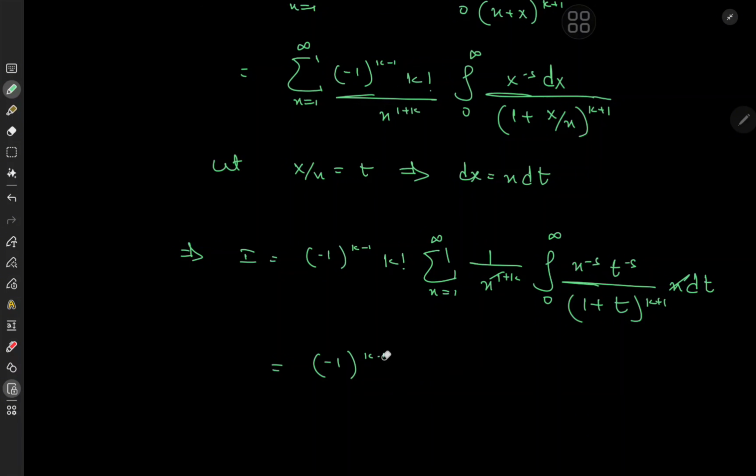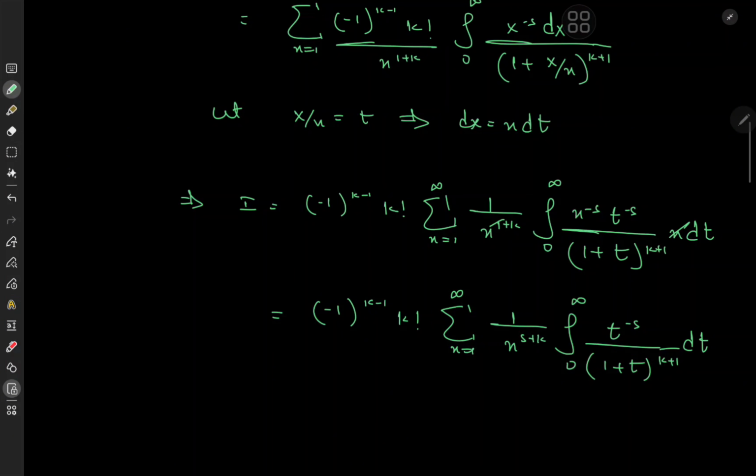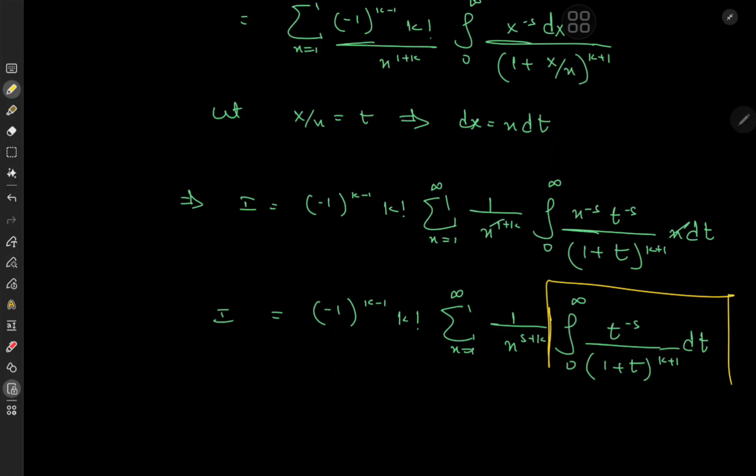So we have these k terms outside, (-1)^(k-1) and k factorial. And we have the sum over n from 1 to infinity of 1 over n to the s plus k. I shall write this: the integral from 0 to infinity of t to the minus s over 1 plus t to the, what exactly? Oh yeah, k plus 1, integrated with respect to t, like my good friend Miguel Santiago would say. So this looks interesting, but the integral we have over here is actually a very special function.